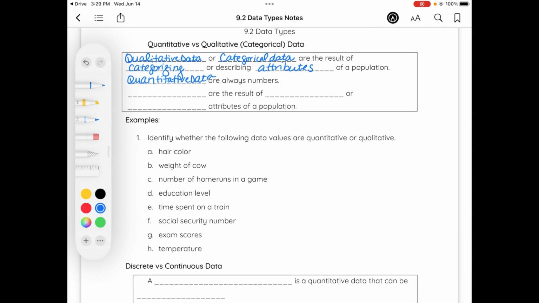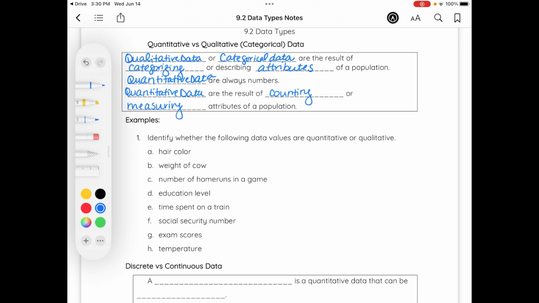Now, when we talk about quantitative data, are always numbers. Quantitative data are the result of counting or measuring attributes of a population. So in the following examples, we want to discuss whether or not the following data are quantitative or qualitative.